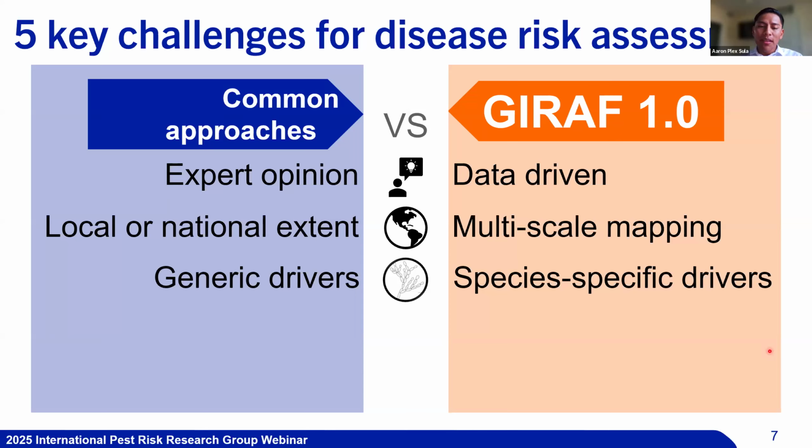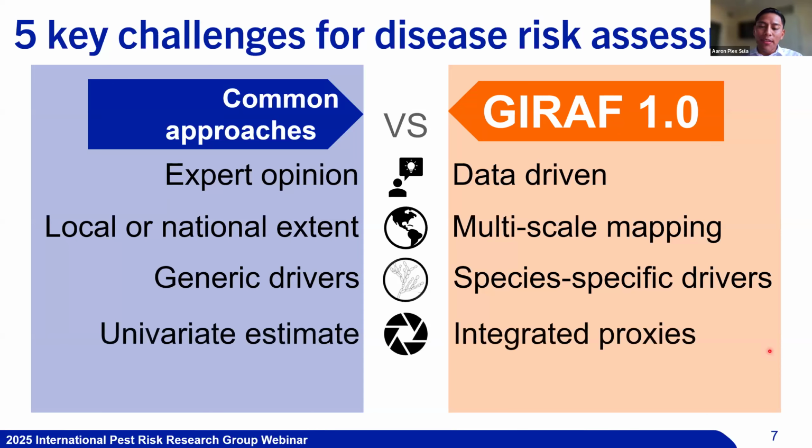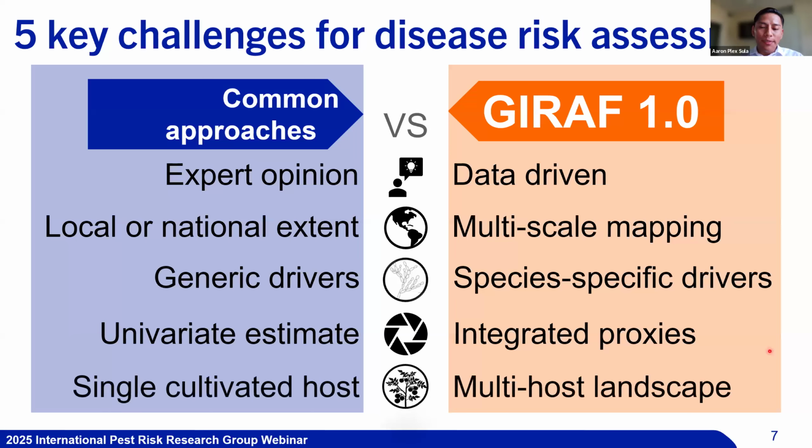Most of these assessments that are available focus either on a single risk factor, such as the distribution of cultivated crops or climate variables. GIRAF provides an integrated way of quantifying four different risk factors. And finally, most risk analyses often focus on a single cultivated host, but GIRAF is an approach to integrate multiple host species in the landscape.